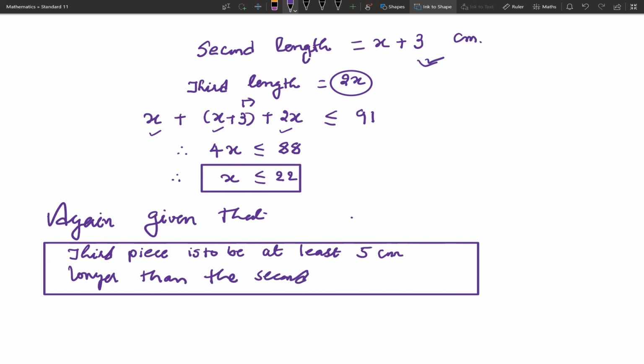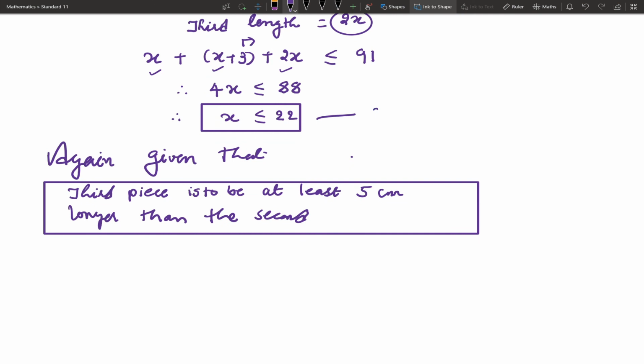So using this we get, say this is result number 1. Third piece length is 2x. So according to the given, 2x is greater than or equal to x plus 3 plus 5, because the third piece is to be at least 5 centimeter longer than the second. The second has length x plus 3, so 2x is greater than or equal to x plus 3 plus 5.